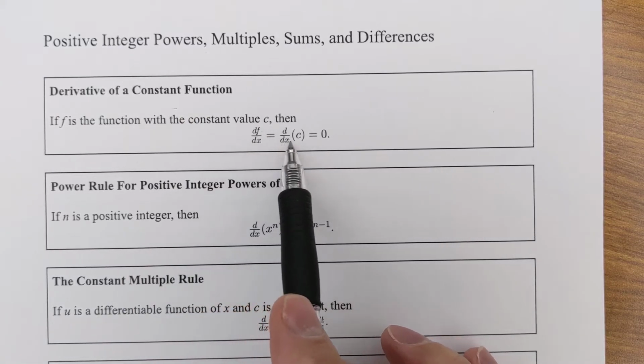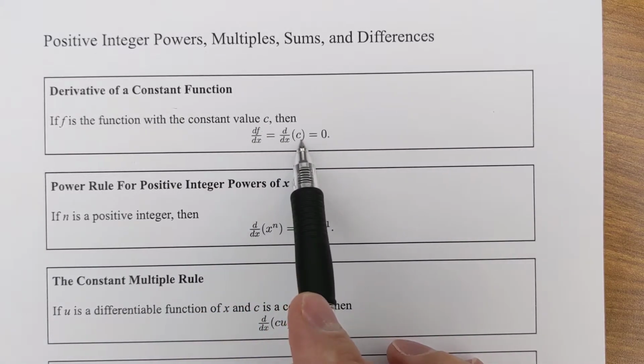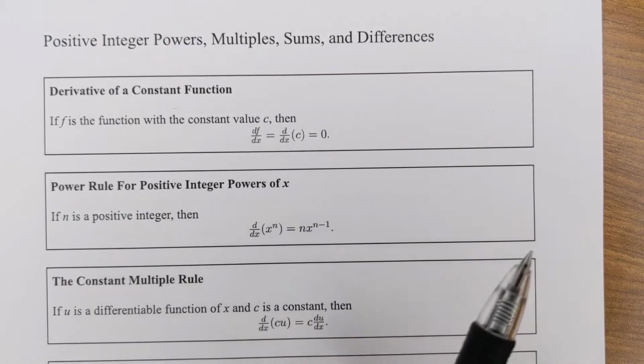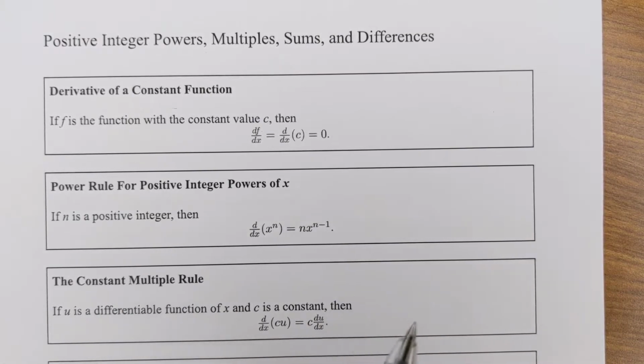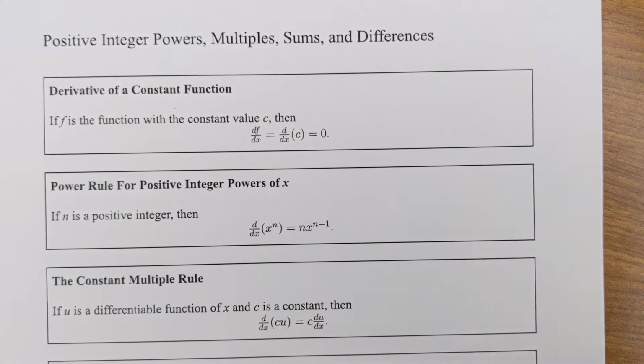So d/dx of c, where c is some number, is always 0. So the derivative of a number is always 0. If f of x is 2, f prime is 0. If f of x is 7, f prime is 0.